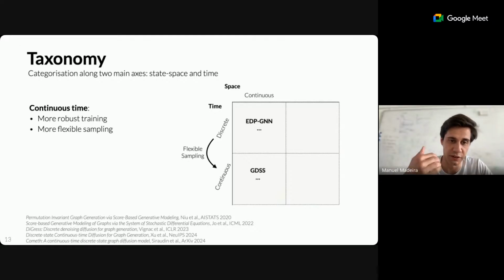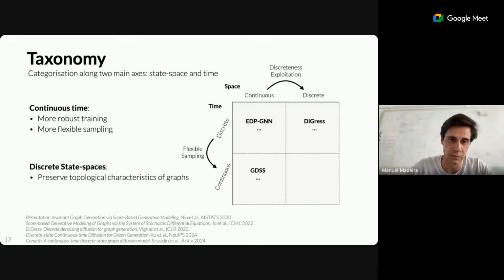Then a first extension provided a formulation over continuous time. This allows you a more robust training, because now you're not stuck at the discrete time steps that you defined before. And also it allows you a more flexible sampling, because you can play with the time step throughout your sampling process, allowing you to further boost your performance.